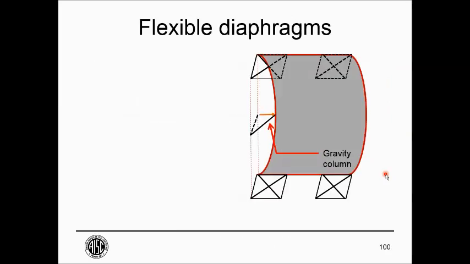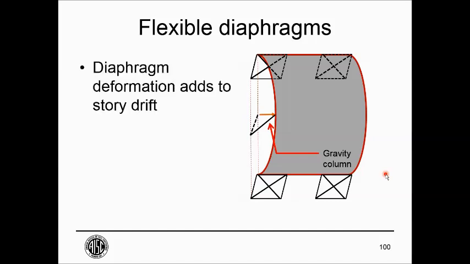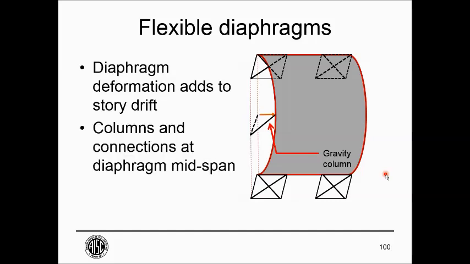Where we have very flexible diaphragms, the drift of the frame is not all that's going on. We also have the drift of the diaphragm, and we have to consider the angle that, say, this column near the diaphragm midspan has to undergo. Both the column and the connection have greater demands, and those should be analyzed. Increased rotations and increased P delta thrust.